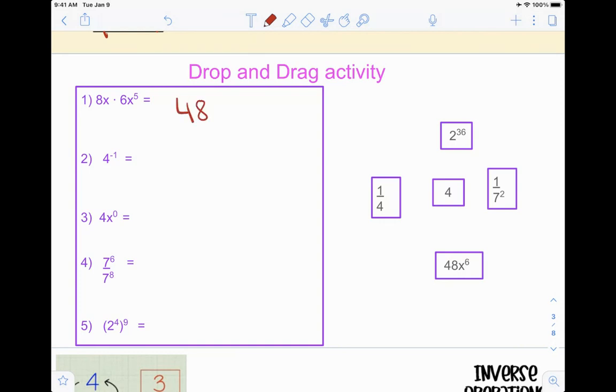Okay. So for the first expression, this is equal to 48x to the 6th power. For the second expression, 1/4. For the third expression, 4. Now this is a tricky one. Remember, this is 4 times x to the 0 power. And 4 times 1 would give you 4. On problem number 4, the answer is 1 divided by 7 squared. And on problem 5, 2 to the 36th power.